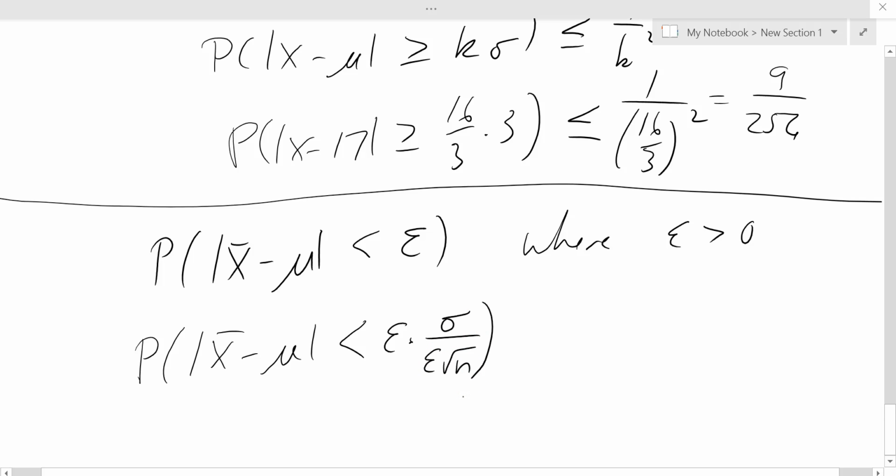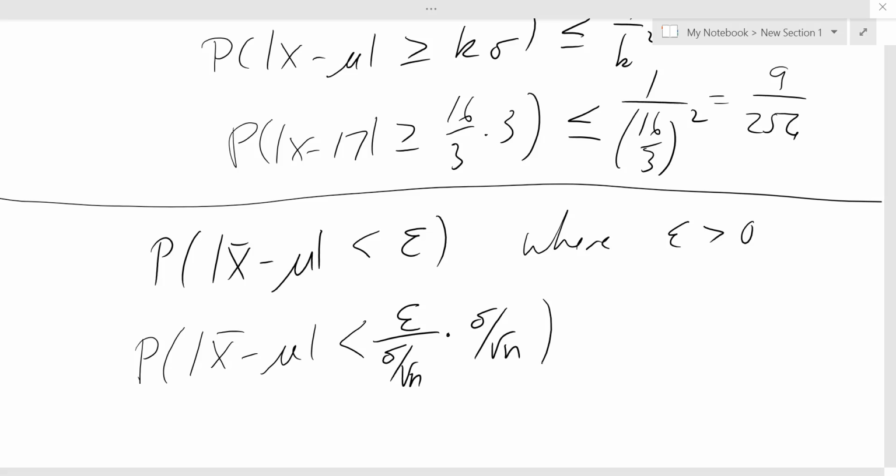Why did I choose sigma over the square root of n rather than just sigma? Oops, that's not what I wanted to do. Sorry, I need this equal to epsilon when I'm done. Sorry, try this again. I wrote kind of what I wanted, but not quite. This is what I wanted. I wanted to equal epsilon when I'm done, sorry. I want to make sure I didn't change anything.